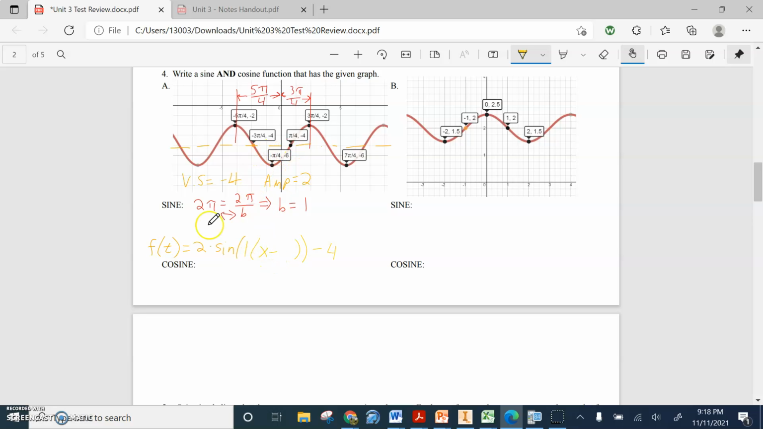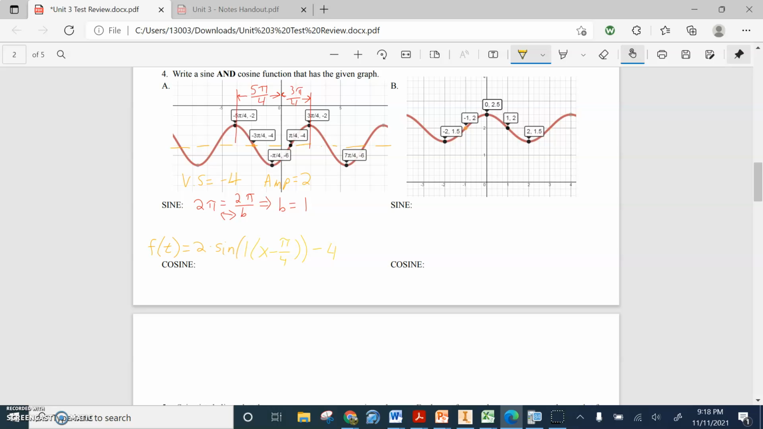Our horizontal shift, well, we're writing a sine function first. And our sine function should start at the midline and be increasing. So that's right here, this point right here, that's where we should be starting. And we're not. We're starting the y-axis down here. So what you see is this distance over is pi over 4. That is our phase shift. So x minus pi over 4.